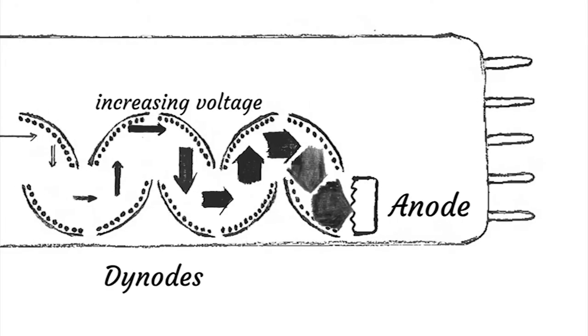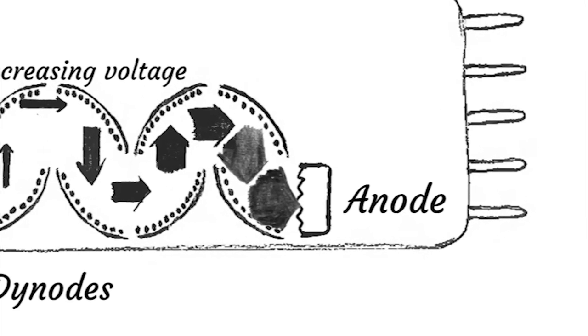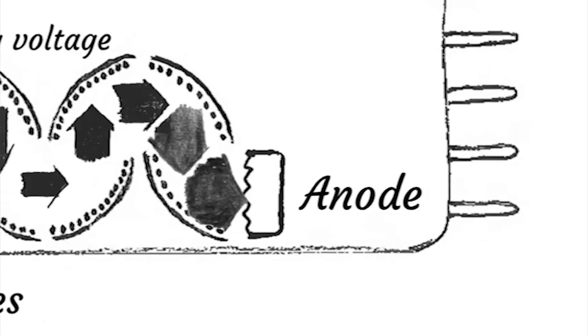Let's say there are 10 dynodes within the PMT. That in itself can produce up to 10 million electrons. At the very end of the tube, there's an anode plate that collects all the electrons. That anode is connected to a wire that transmits an electric signal that is strong enough for us to record.